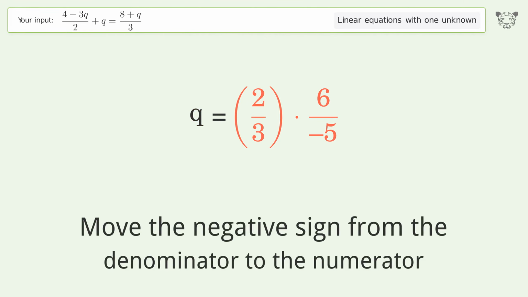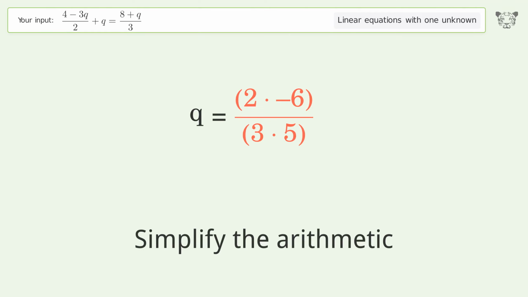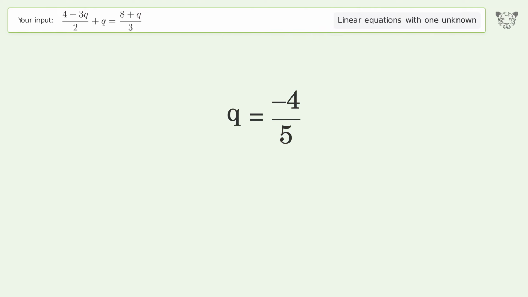Move the negative sign from the denominator to the numerator. Multiply the fractions. Simplify the arithmetic. And so the final result is q equals negative 4 over 5.